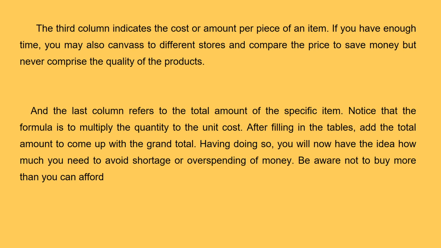The third column indicates the cost or amount per piece of an item. If you have enough time, you may also canvass different stores and compare the price to save money, but never compromise the quality of the products. And the last column refers to the amount of a specific item. Notice that the formula is multiply the quantity by the unit cost.